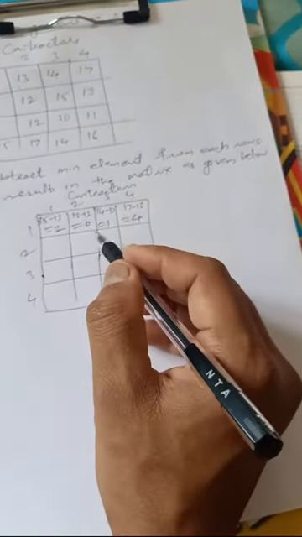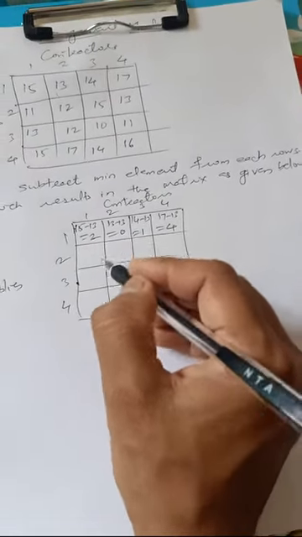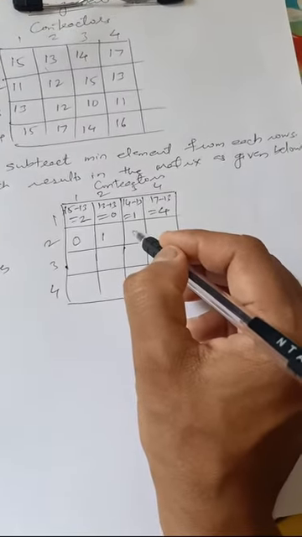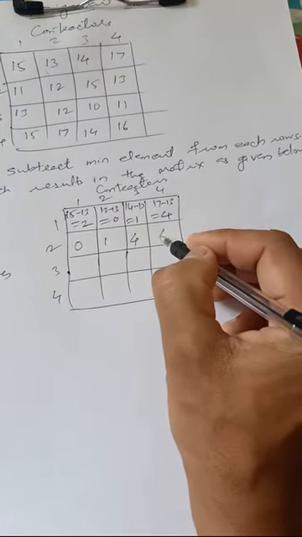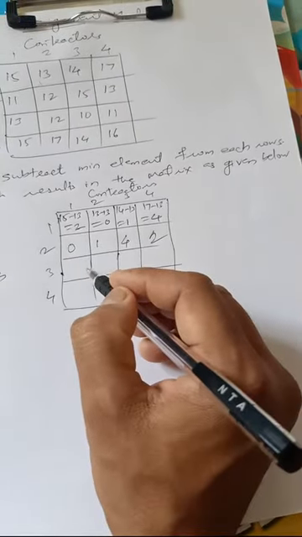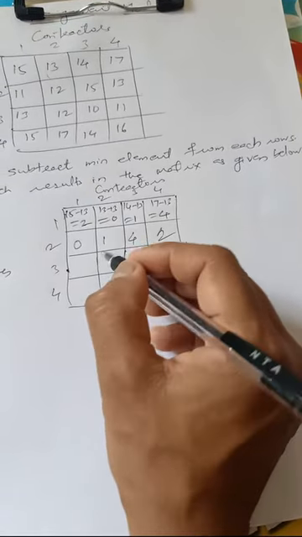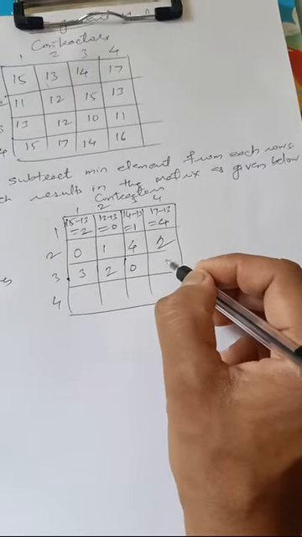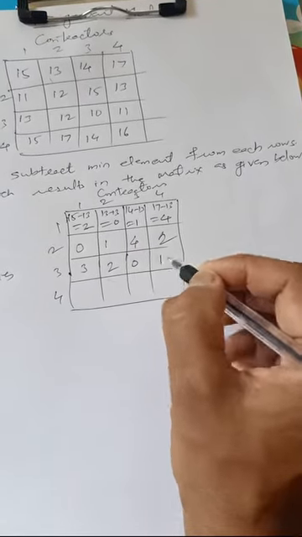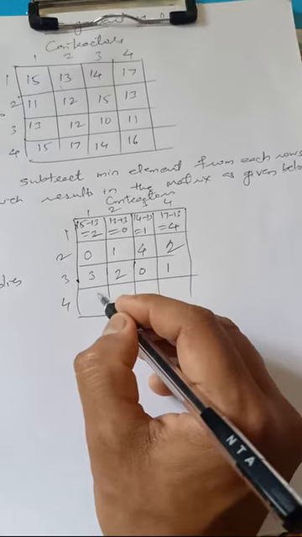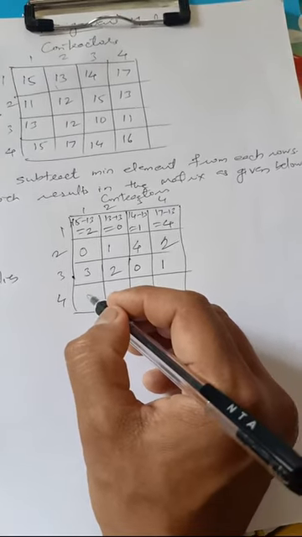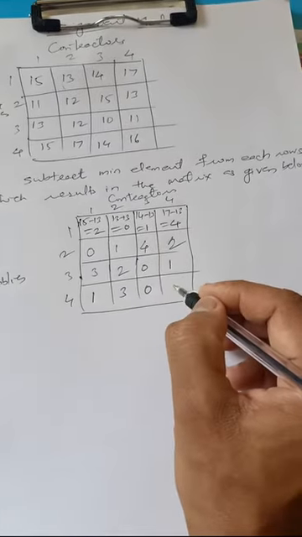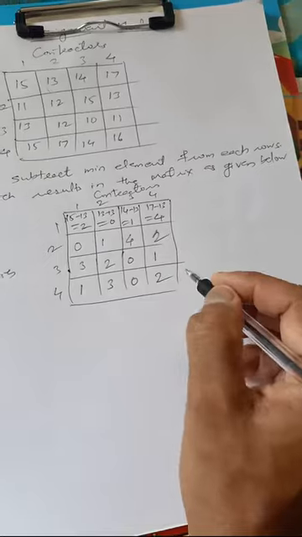And similarly in the second row, the minimum element is 11. So 11 minus 11 is 0, 12 minus 11 is 1, 15 minus 11 is 4, 13 minus 11 is 2. In the third row, the minimum element is 10. 13 minus 10 is 3, 12 minus 10 is 2, 10 minus 10 is 0, 11 minus 10 is 1. And in the fourth row, the minimum element is 14. 15 minus 14 is 1, 17 minus 14 is 3, 14 minus 14 is 0, 16 minus 14 is 2.